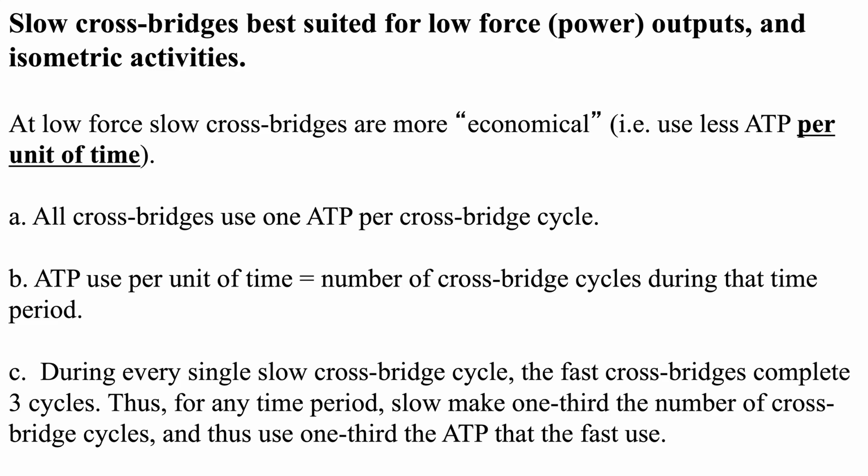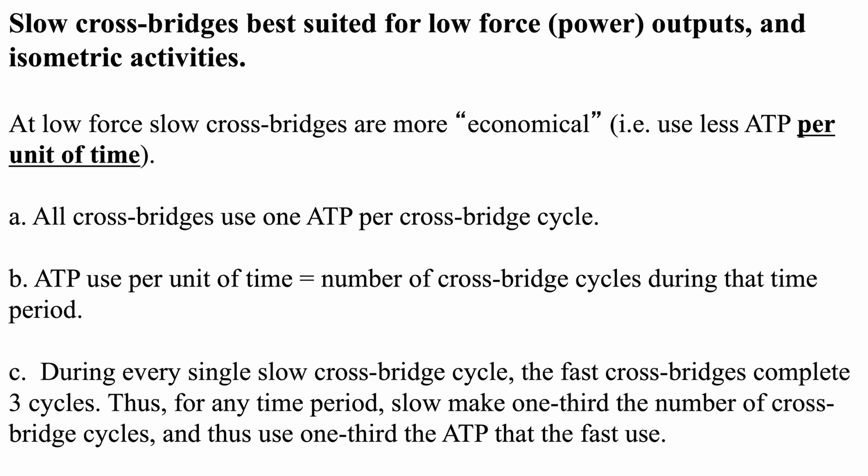Now, I do have the word economical here because you could use the argument that slow myosins are more economical. Point being, it says that low force, slow cross bridges are more economical because they use less ATP over the unit of time. Remember, we said there's 4 places where ATP is used: sodium potassium pump of the nerve, the muscle, calcium pump, and the cross bridge cycle itself. It says all cross bridges use 1 ATP per cross bridge cycle. ATP used per unit of time equals the number of cross bridge cycles during that time period. So it says during every single slow cross bridge cycle, the fast cross bridge completes 3 cycles.